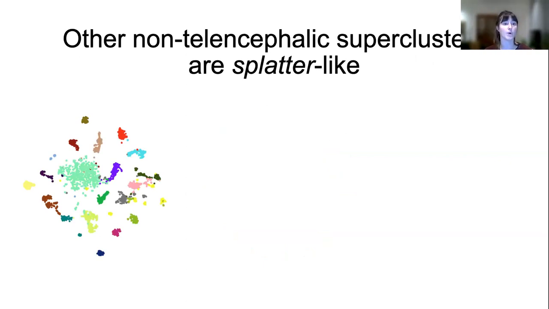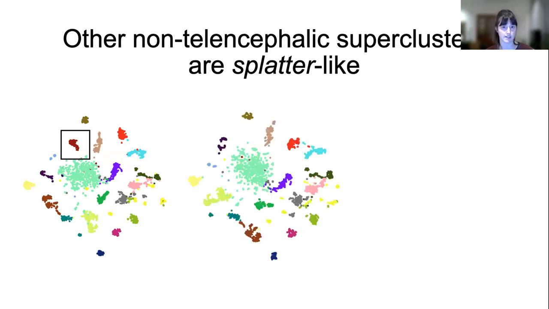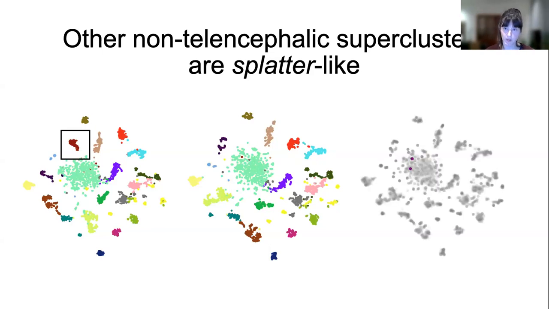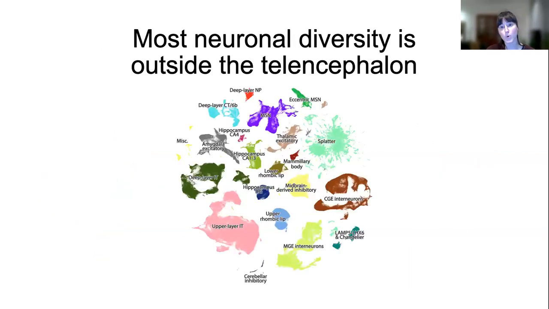We downsampled the whole data set, and that's shown here on the left-hand side in this T-SNE. And then we would remove all the cells from a supercluster except five, and then we would recluster the entire data set. And then we would check where these five neurons ended up. And in most cases, when we took out a non-telencephalic supercluster, the remaining cells, as you can see in this example here, ended up clustering with the splatter neurons. And so this leads us to conclude that most neuronal diversity is likely outside the telencephalon.